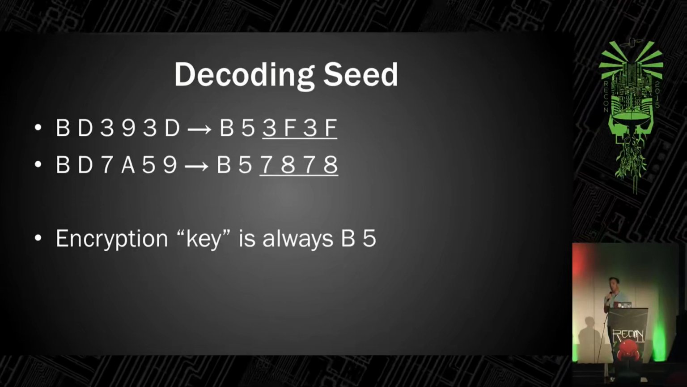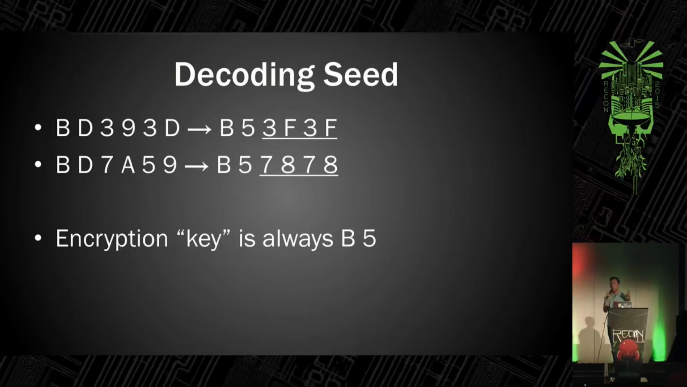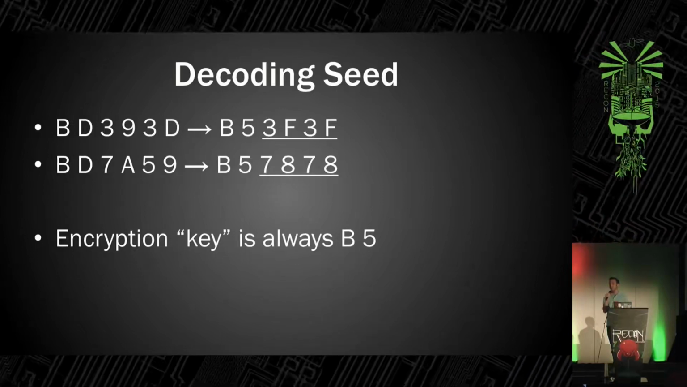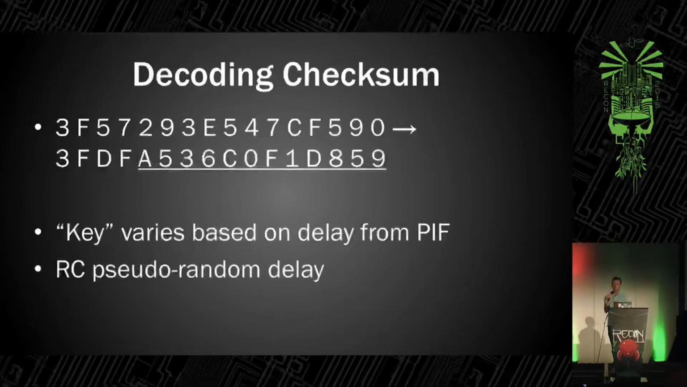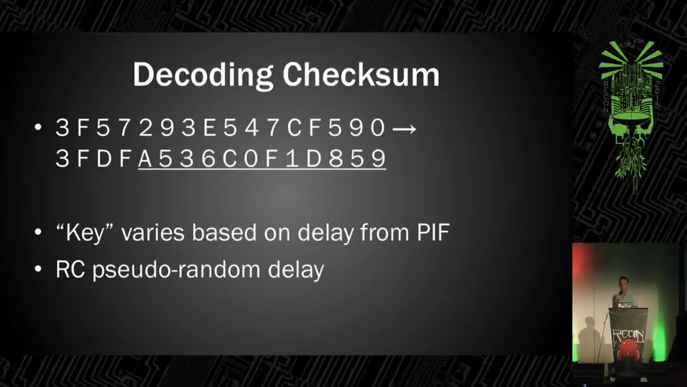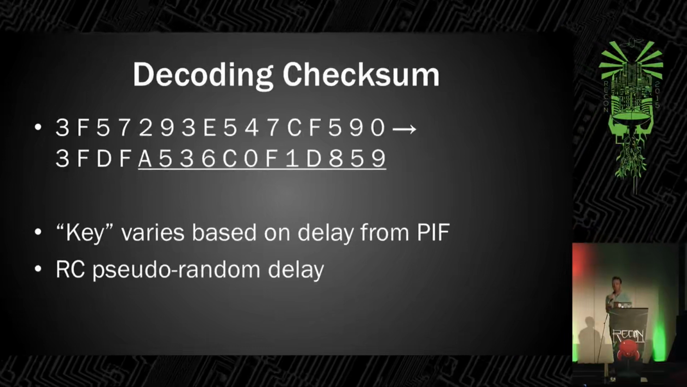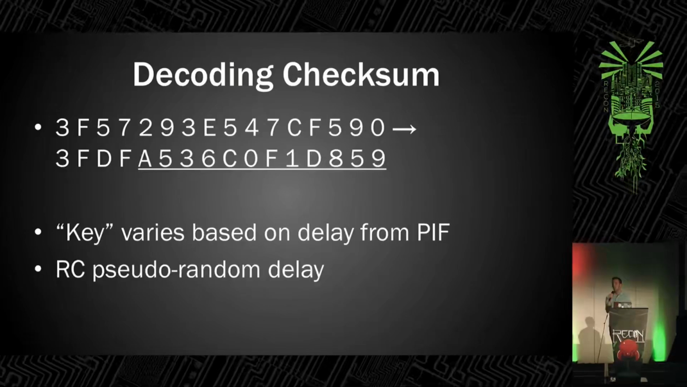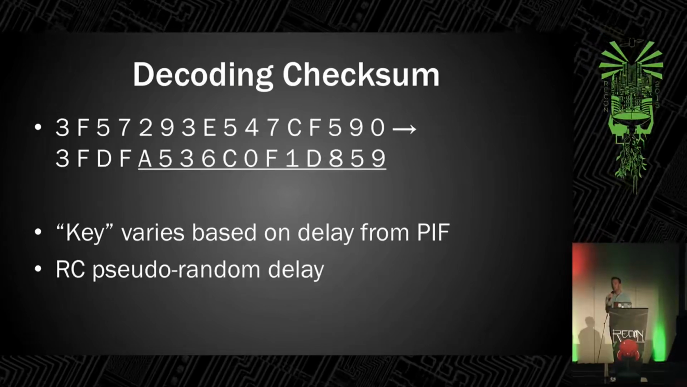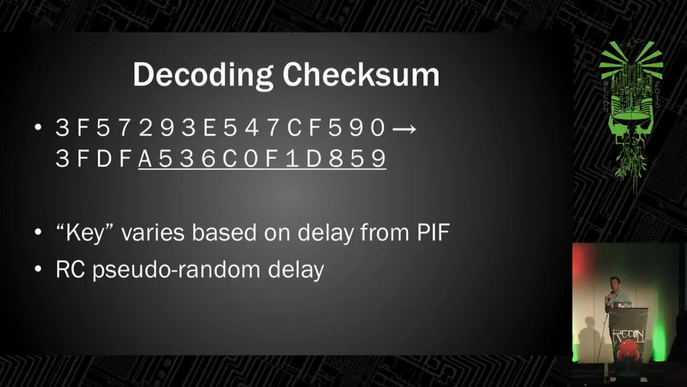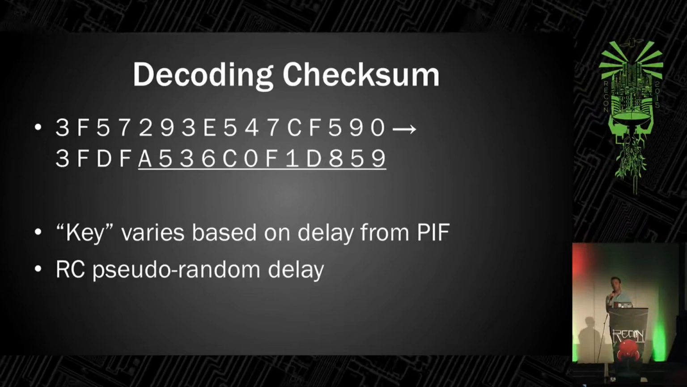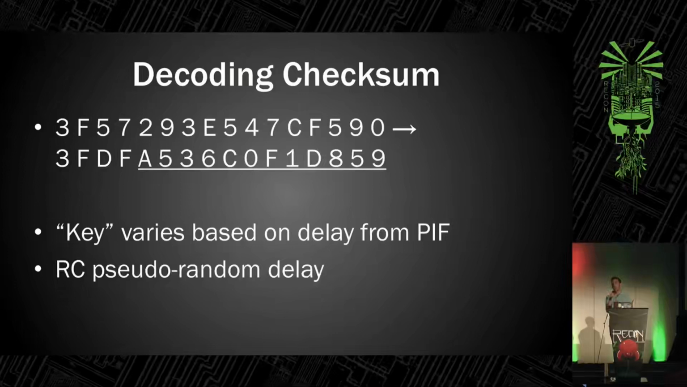Interestingly enough, when the system boots, this encryption key, the first two bytes there, or first two nibbles rather, are always B5. The checksum's a little bit more interesting. It's longer for one thing, and then it uses a 4-nibble quote-unquote key. And this value actually varies depending on a delay from the PIF. There's a random period of time that the PIF waits before telling the SIC, okay, send me the checksum.